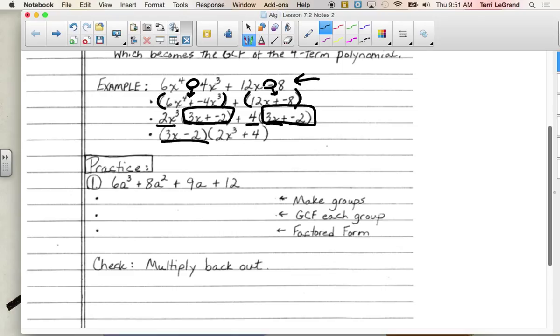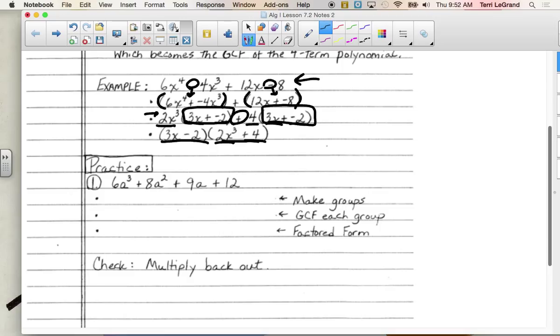That's one of our factors, and the other factor is the result after you divide that out. So if you divide it out of this first term, you have 2x cubed left. Bring your plus sign down, and when you divide the 3x plus negative 2 out of this one, you have just the 4 left. So the resulting binomial I need is 2x to the third plus 4.